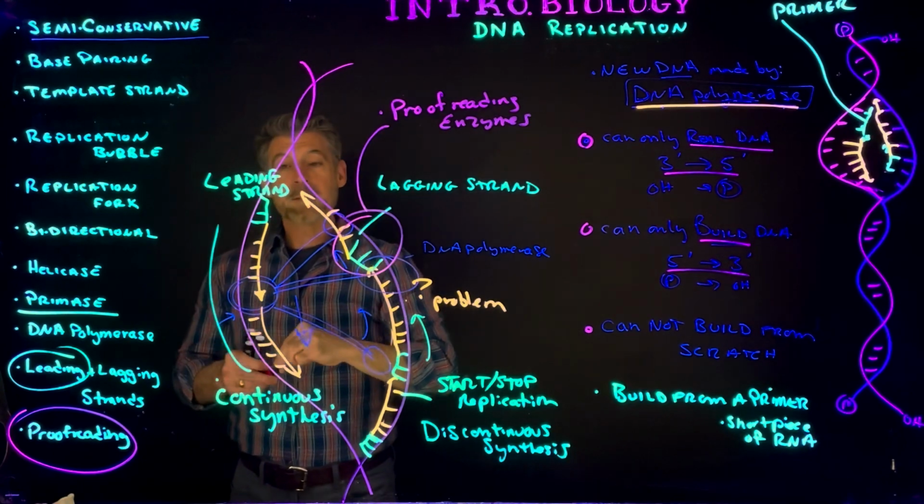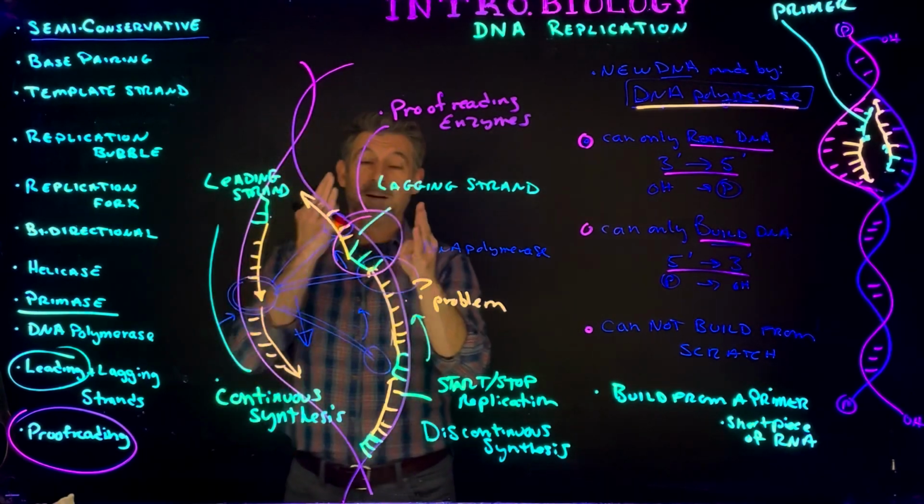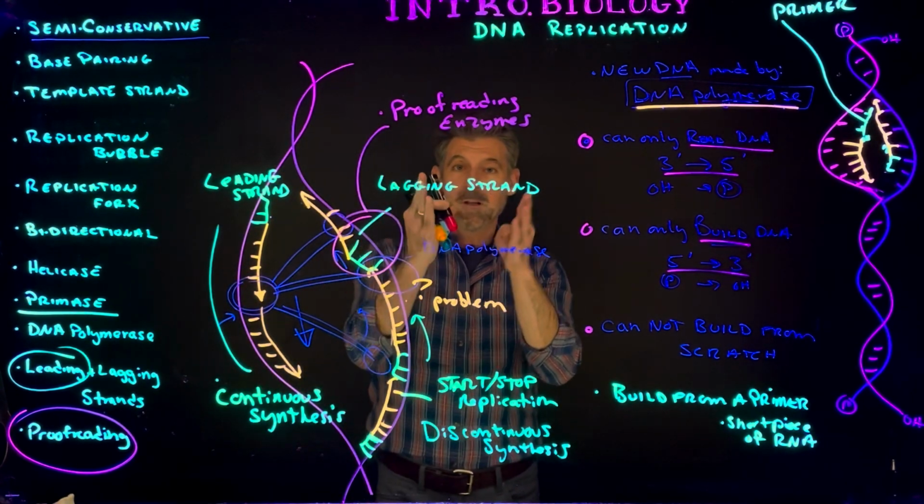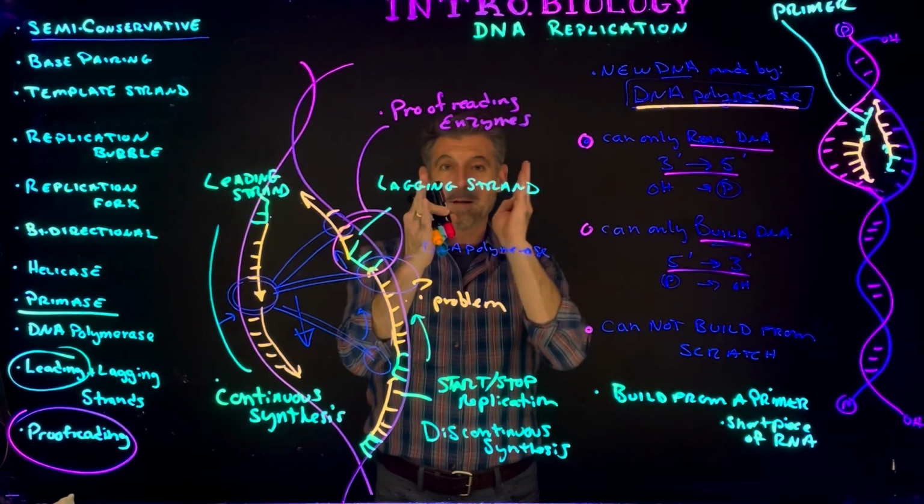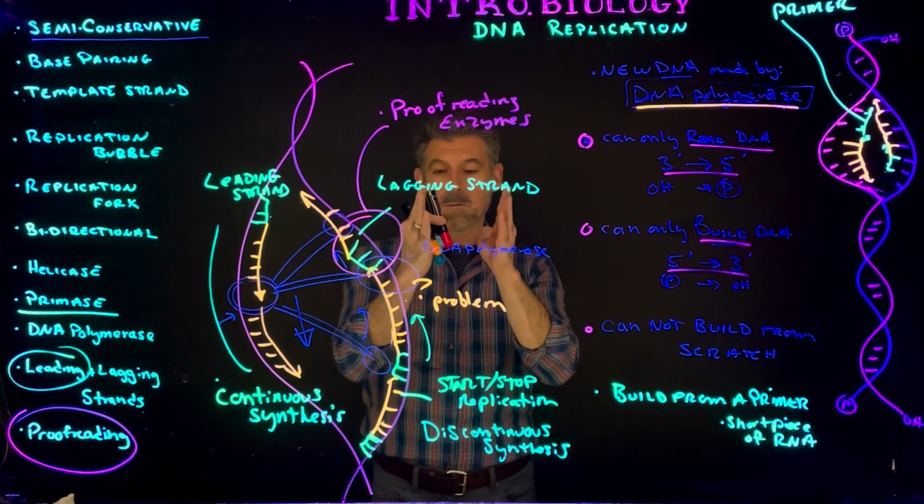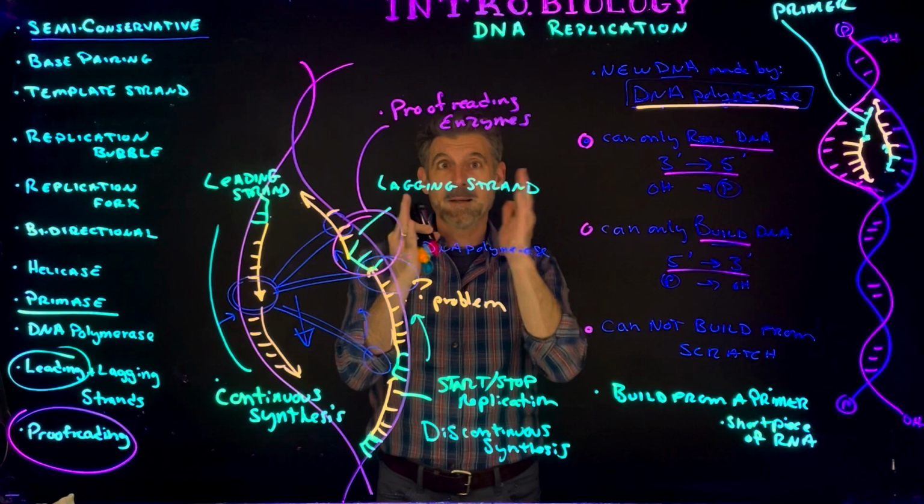So proofreading enzymes will actually look and try to compare: is A with a T? Is G with a C? Is T with a T? Whoa, T with a T, that's not right. It should be an A there.